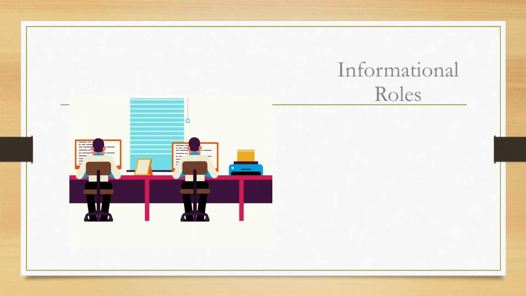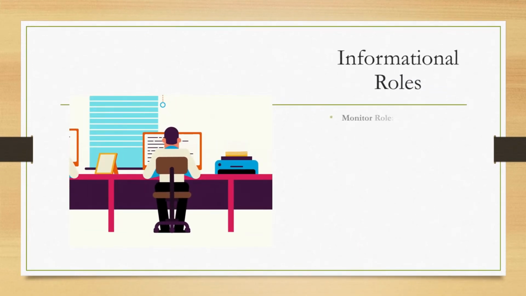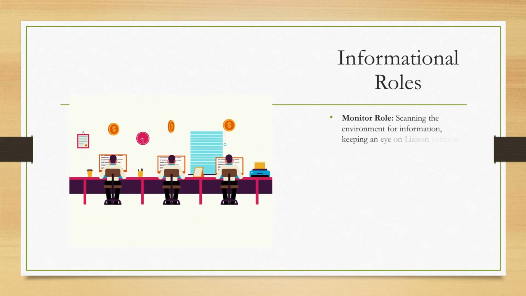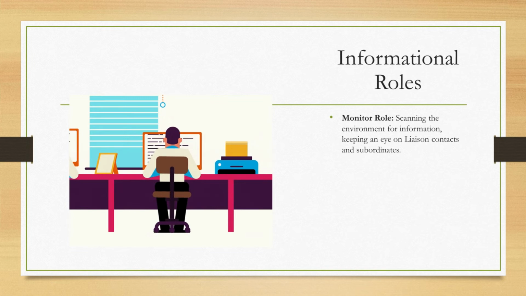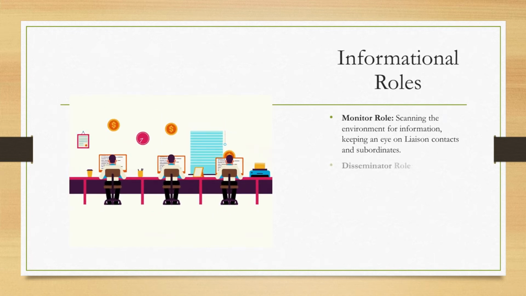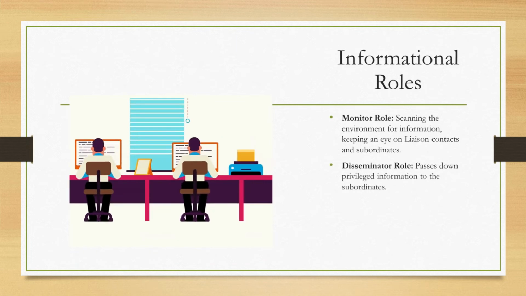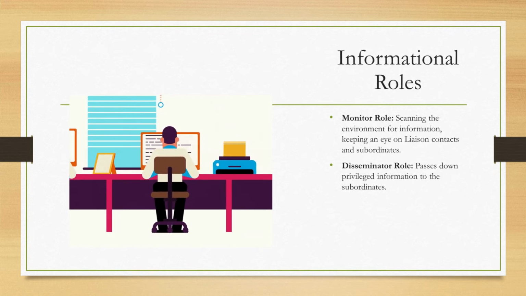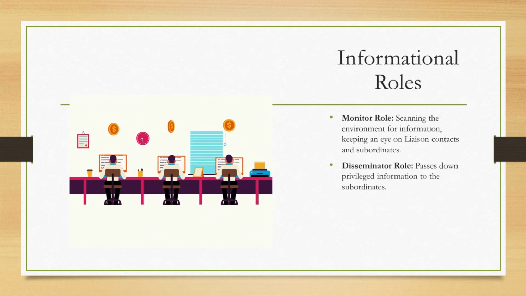Informational role. Monitor role. In this role, the manager acts as a monitor, perpetually scanning the environment for the information, keeping an eye for the liaison contacts and subordinates, and receiving unsolicited information. Disseminator role. In this role, the manager acts as a disseminator by passing down privileged information to the subordinates who would otherwise have no access to it.